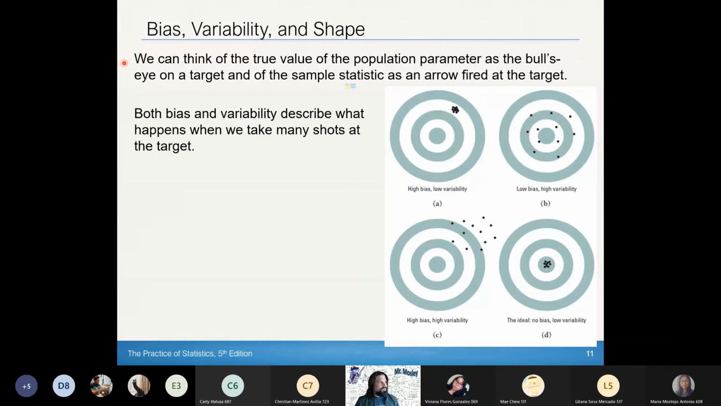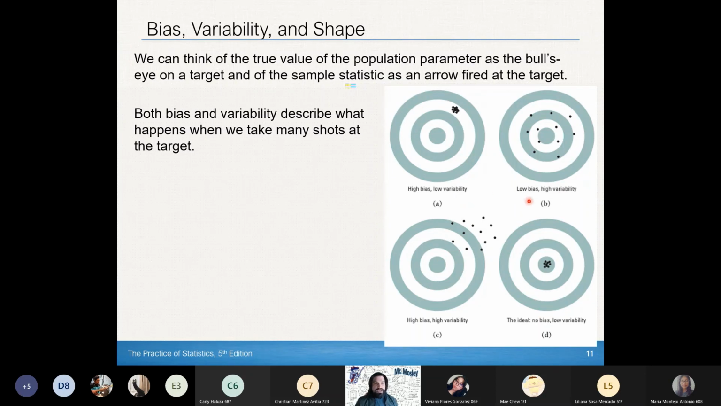So then we have bias, variability, and shape. We can think of the true value of the population parameter as the bullseye on a target, and the sample statistic as an arrow fired at the target. Both bias and variability describe what happens when we take many shots at the target. There are essentially four basic ways this can work out. We can have high bias but low variability. So we had a nice high sample size, but unfortunately it was biased.